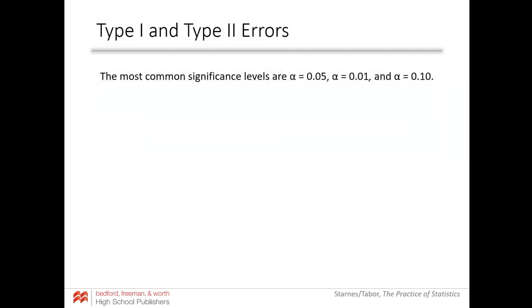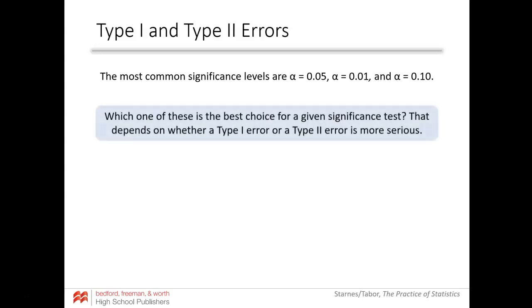All right, so the most common significance levels are 5, 1, and 10%. I have a theory it's because it's easy math to do if you were hand calculating things, but whatever. Which one of these is the best choice for a significance test? That depends on whether you would rather have a type 1 or type 2 error. So which one would be more harmful to your cause?